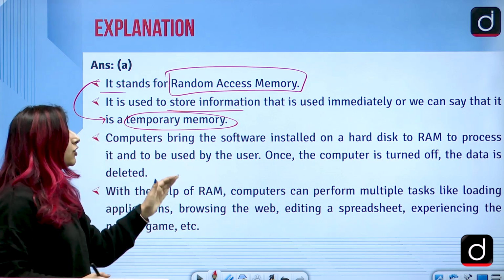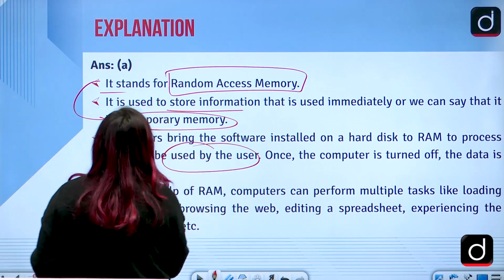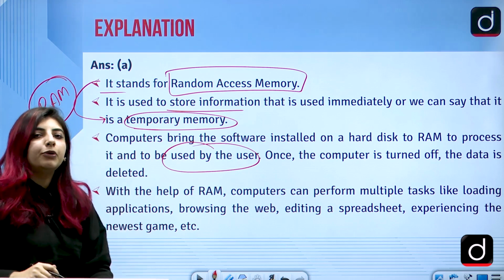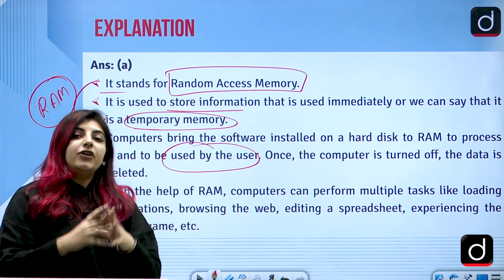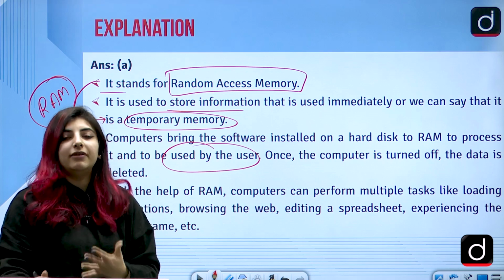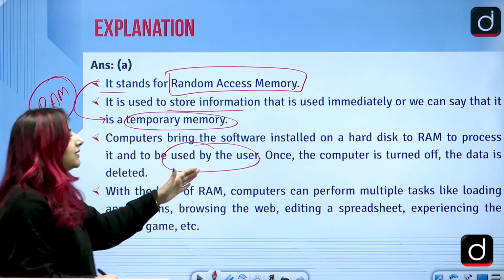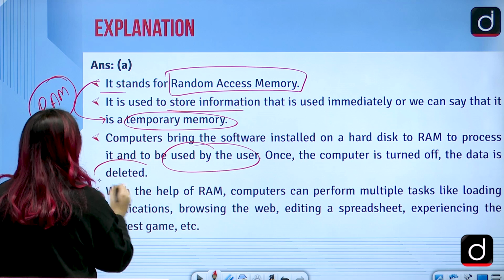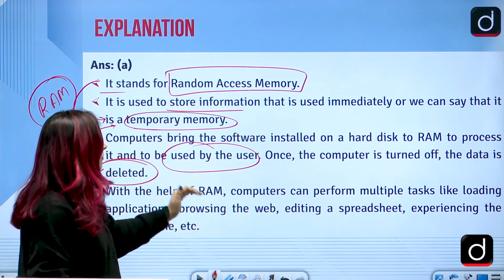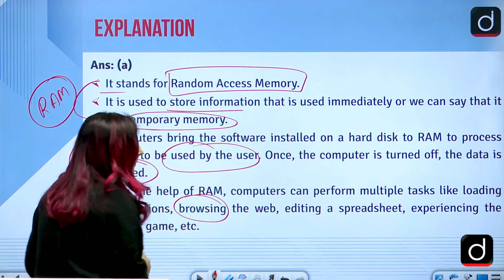Correct? Computers bring the software installed on a hard disk to RAM to process it and to be used by the user. So RAM is a type of memory on your computers, and it is also related to the speed of your computer. So computers with 4 GB RAM run a bit slower as compared to an 8 GB computer. Correct? Once the computer is turned off, the data is deleted. This is why we call it a temporary memory. With the help of RAM, computers can perform multiple tasks, like loading applications, browsing the web, editing a spreadsheet.